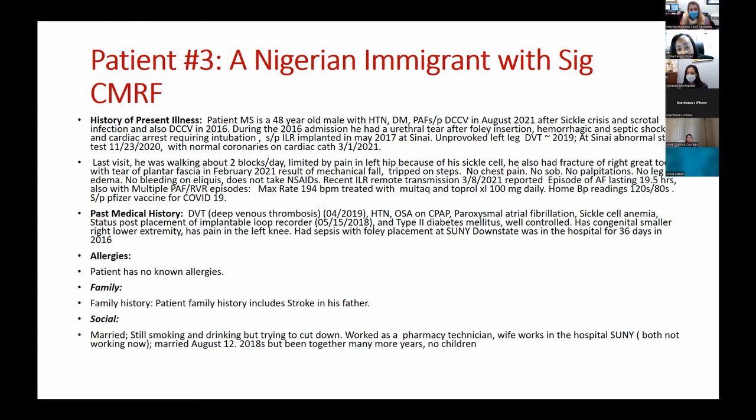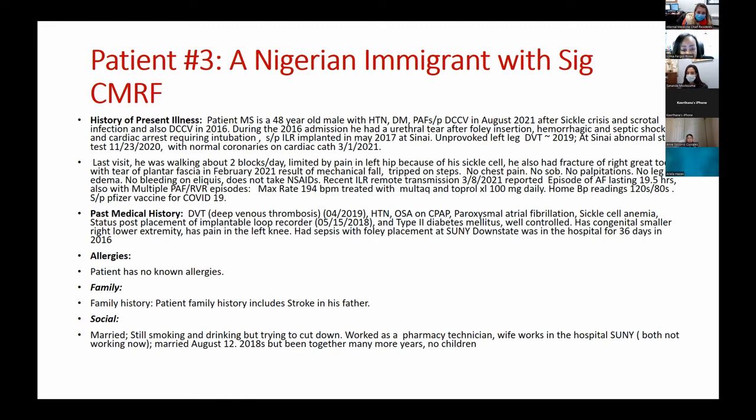At any rate, he recovered from that and continued to follow at Sinai. He had an unprovoked leg DVT in 2019. In 2020, we did a stress test and a cath because he and his wife were thinking of having children, and we wanted to make sure that he was doing well and that we could do the procedure to harvest sperm from him for them to have the child.